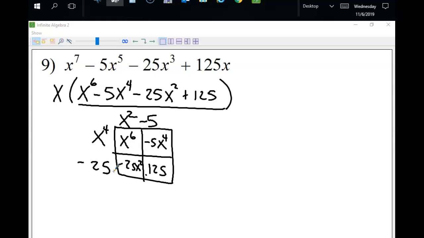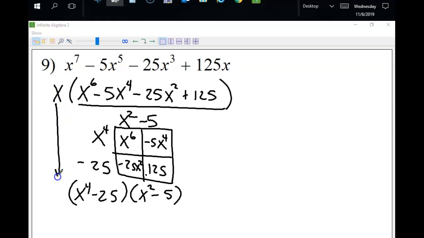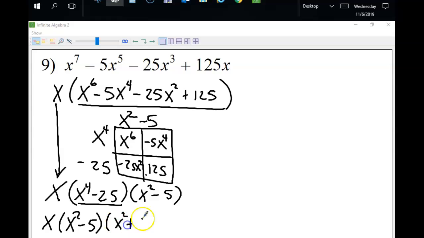But there it is. So now we have x^4 minus 25 and x^2 minus 5. And don't forget about this guy. That's still part of our answer, that GCF we took out in the beginning. Don't forget about that one. It's easy to forget about. Anyway, this one's a difference of squares. So we can do x squared minus 5, x squared plus 5. And then we have this guy here, which you could do the difference of squares on, but it's not necessary. Now I want to show you guys another way you can write your answer here.